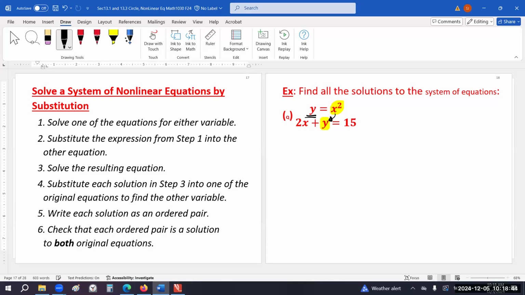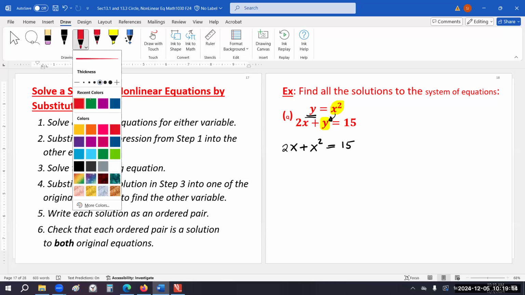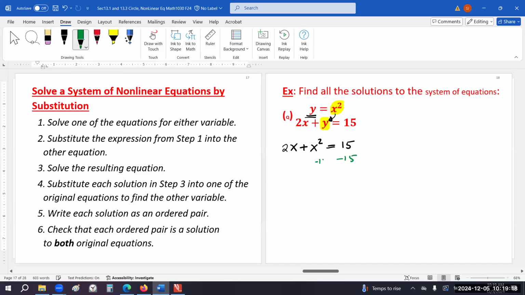So if you substitute y with x squared, we get 2x plus x squared equals 15. And now we have an equation with one variable only. And since we have highest degree 2, we bring everything to one side because our goal is to factor. So we subtract 15 from both sides. And let's write them in decreasing power order. So we have x squared plus 2x minus 15 equals 0. And now it became a simple quadratic equation.